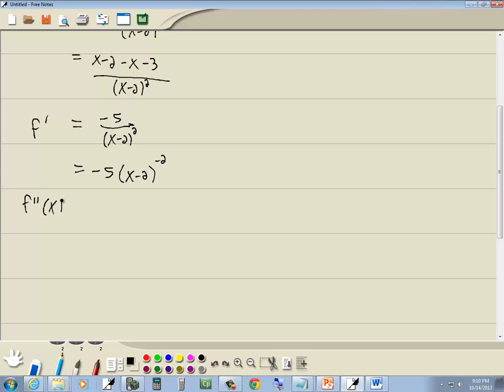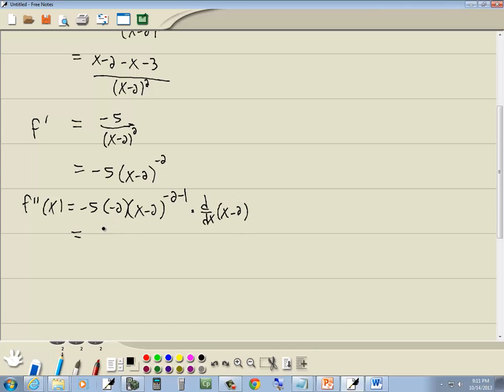So then for our second derivative, the negative 5 stays out in front. Here we've got parentheses to a power. This is a chain rule, the general power rule. It says you take your power, put it out in front. So put negative 2 out in front. What's inside the parentheses remains as is. Lower your power by 1. And then you multiply it times the derivative of what's inside the parentheses.